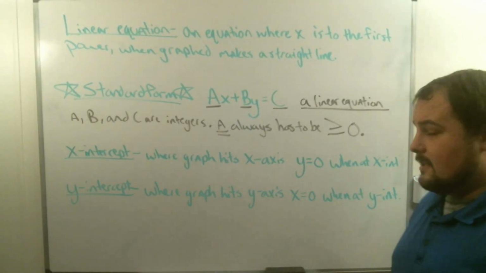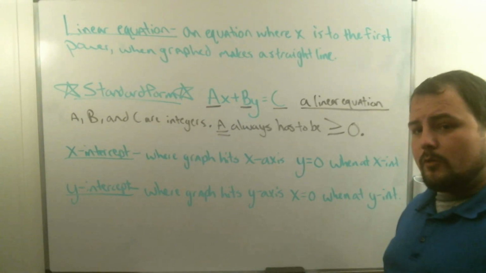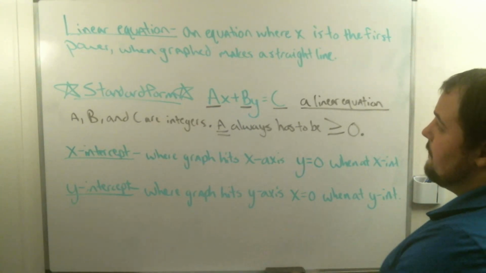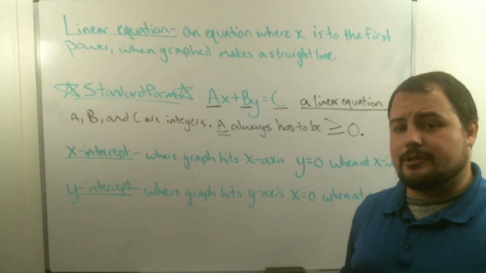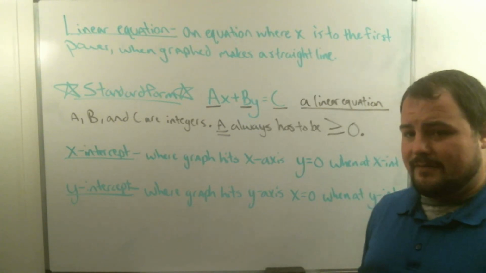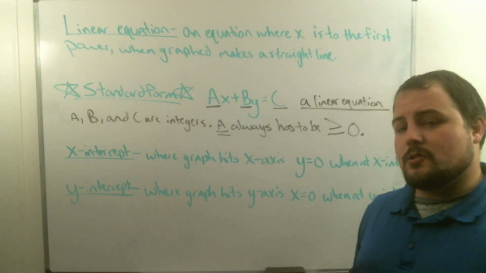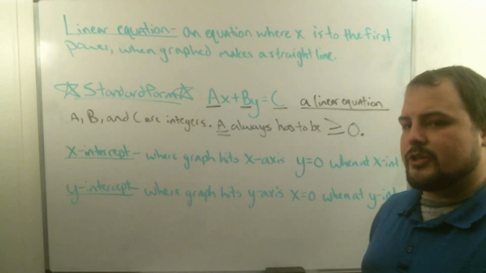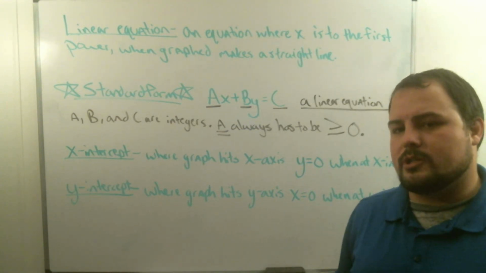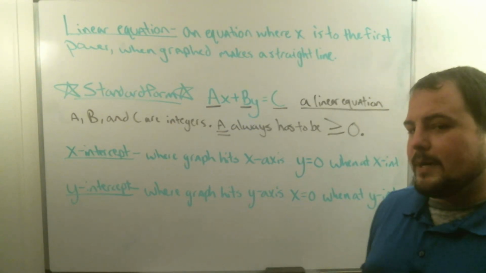Before we begin today's lesson, there are 4 vocab words I want you to copy down. The first one is a linear equation. A linear equation is a graph that makes a straight line. So it's an equation of something that makes a straight line. Now in a linear equation, x is always to the first power.